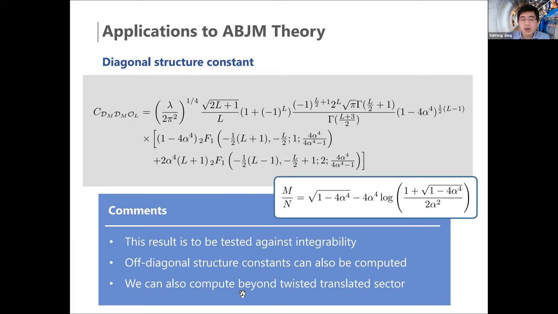And finally, we can also compute correlation functions beyond the twisted translated sector. As I mentioned before, you have this expansion of tensor structures, and you can actually compute each one of these numbers using this prescription.